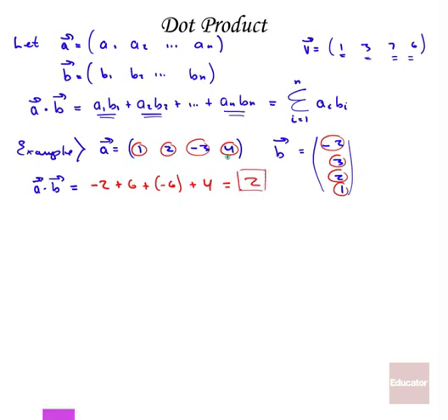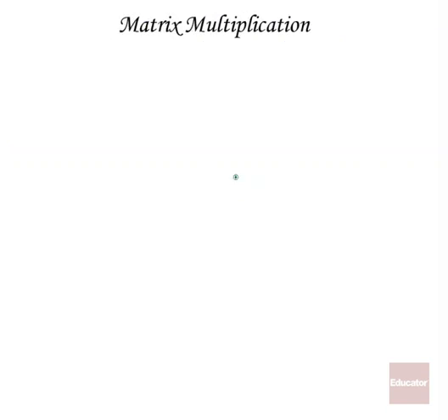So I have a 4 vector times a 4 vector, and I end up with a number, 2. The dot product of two vectors is a scalar, and all I'm doing is multiplying corresponding entries and adding them all up. That's it. Simple arithmetic. Nice and easy. No worries. Let's go ahead and move forward now onto matrix multiplication. Let me go ahead and write down the definition of matrix multiplication, and then we'll do some examples.